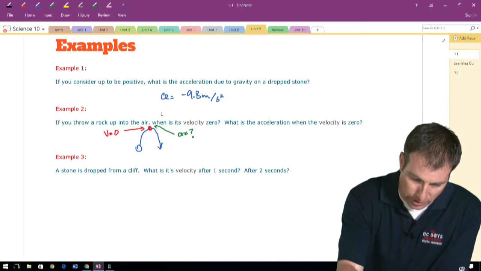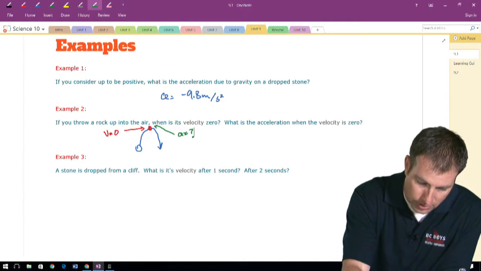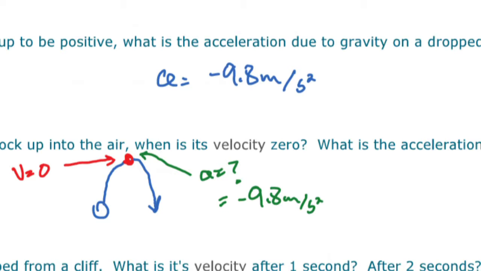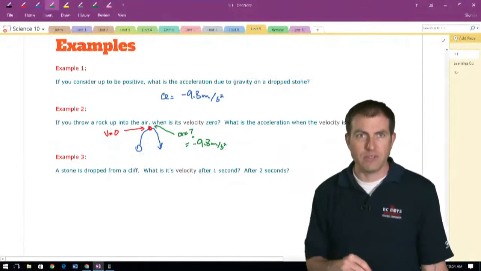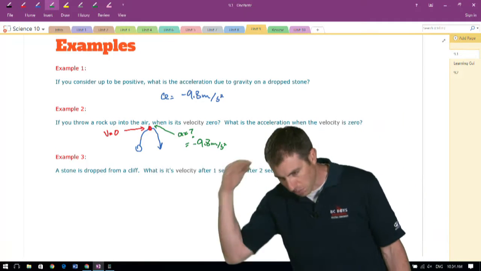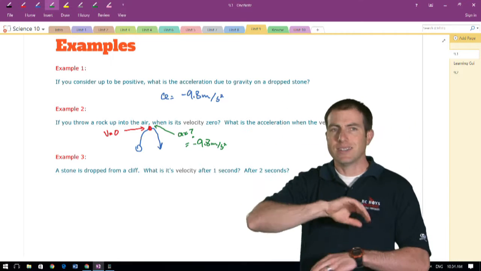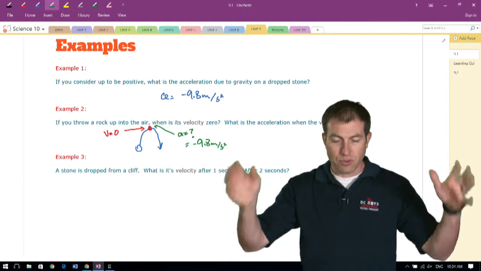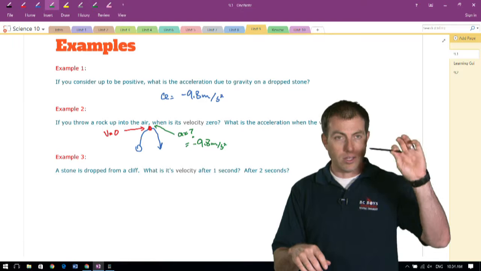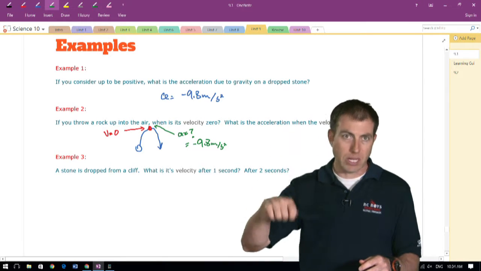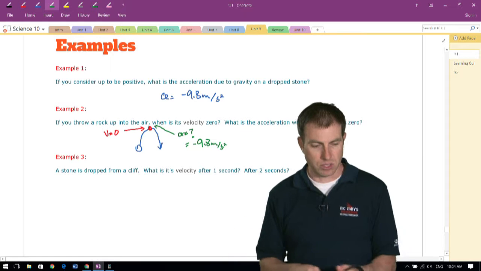It's always negative 9.8. So even at its highest point, an object will have an acceleration of negative 9.8 meters per second squared. Doesn't matter if an object's just starting its way up, if it's falling, if it's been dropped out of an airplane and it's been falling for 5 minutes, if it's at its highest point and it stops, doesn't matter. If an object is in free fall, meaning it's not being propelled by anything, it's just falling, doesn't matter if it's going up or down or stopped on its way up, the acceleration will be the same.